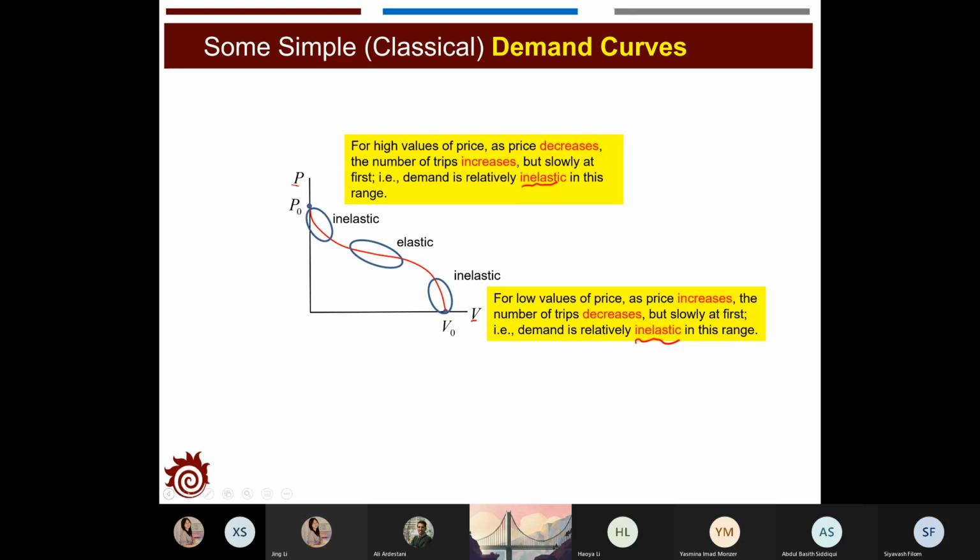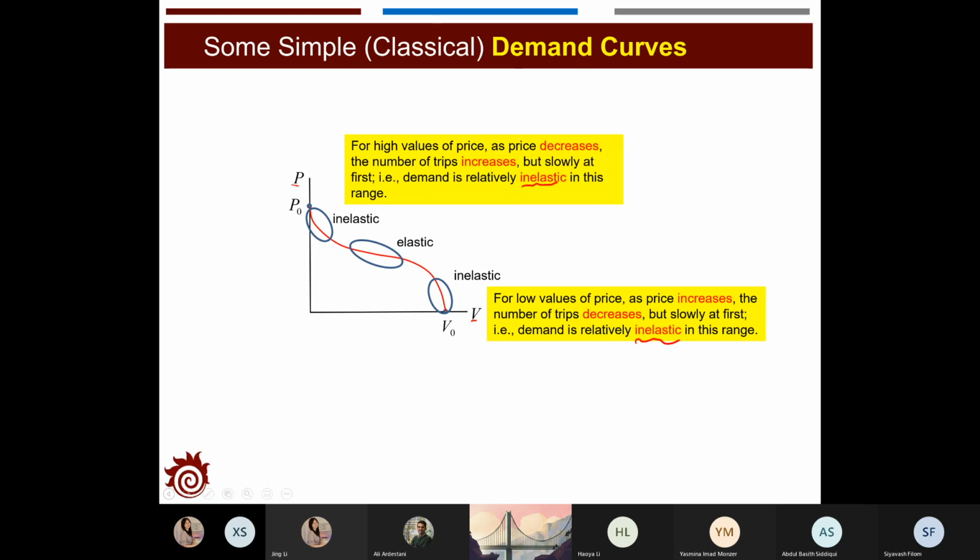For example, consider going to a theme park, where P is the price of the ticket and V represents how many people will go to the park. First of all, if the price is very high, say $1,000, probably no people will go there. And even if you reduce the price from $1,000 to $500, there might still be a limited number of people who would like to go to the theme park. So that's the high price scenario.